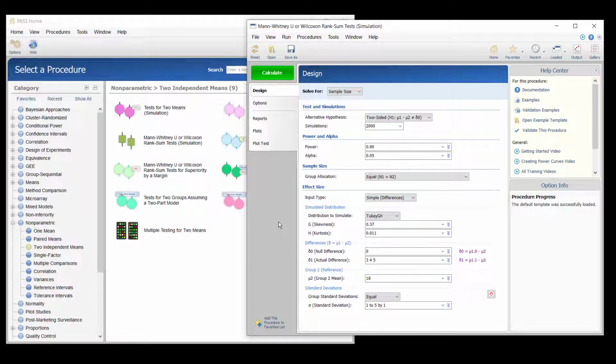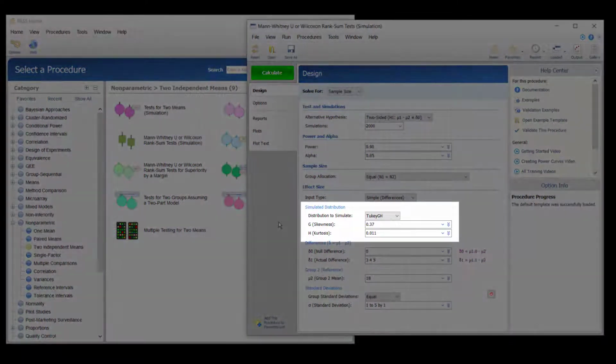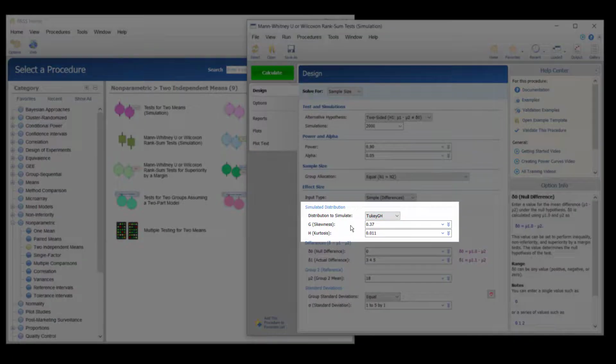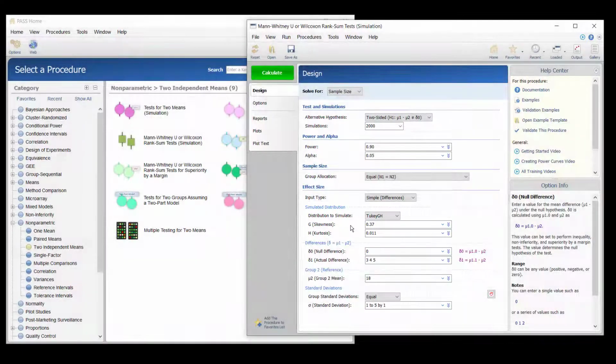The researchers will be performing a Mann-Whitney U test instead of the t-test because it is anticipated that the distribution of the two populations is not normal. Researchers have found that the distribution shape that most closely resembles the two populations is Tukey's lambda distribution with a skewness value of 0.37 and an elongation parameter of 0.011. Tukey's lambda distribution reshapes the normal distribution with skewness and kurtosis modifications.